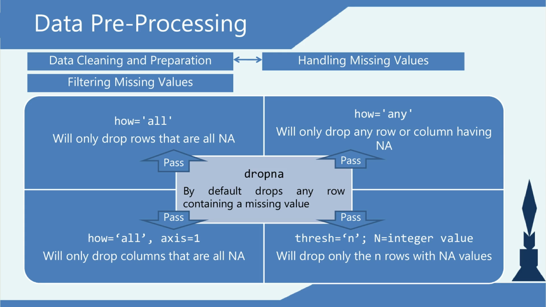dropna by default drops any row containing a missing value. Passing how equal to all will only drop rows that are all null. Passing how equal to any will drop any row or column having null values. Passing how equal to all and axis equal to 1 will drop columns that are all null. And if we pass the thresh equal to n parameter, with n as an integer value, it will drop only the n rows with null values.